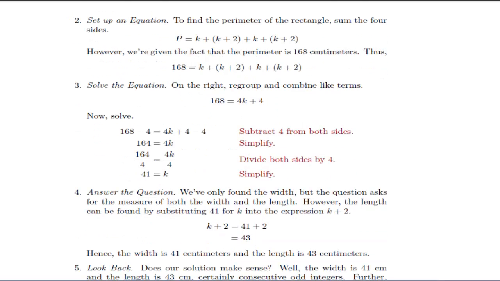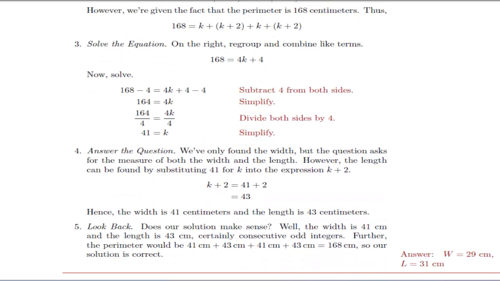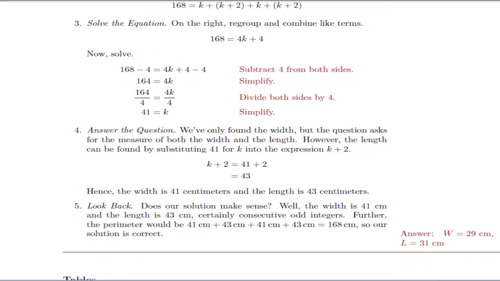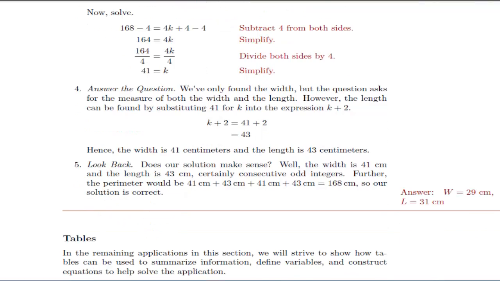So k equals 41. Answering the question, we've only found the width, but the question asks for the measure of both the width and the length. However, the length can be found by substituting 41 for k into the expression k plus 2, since length was k plus 2. So k plus 2 equals 41 plus 2 equals 43. Hence, the width is 41 centimeters and the length is 43 centimeters.